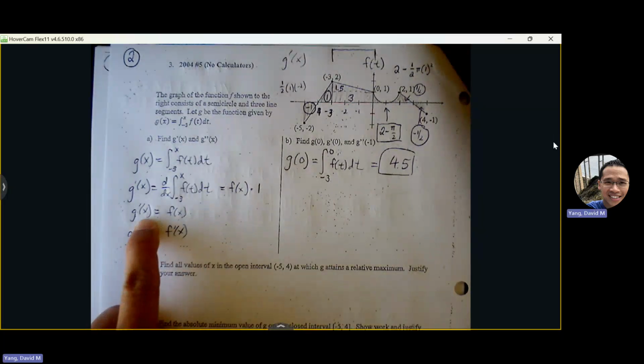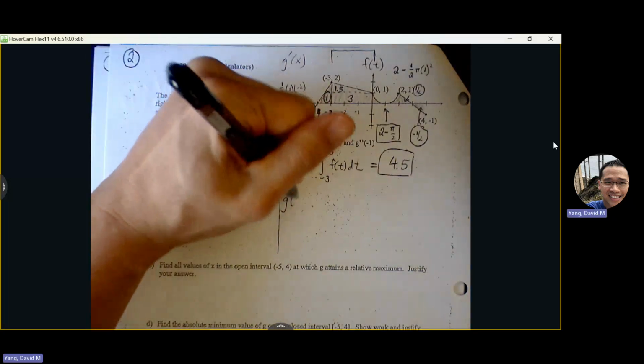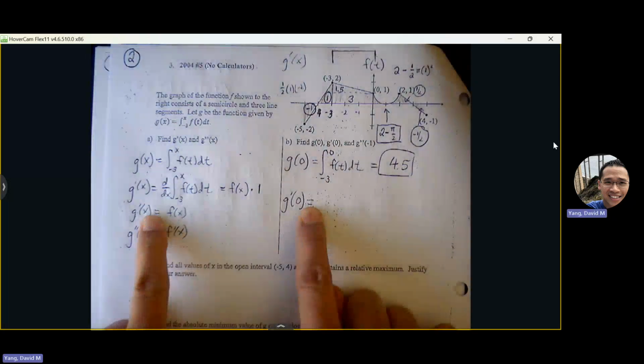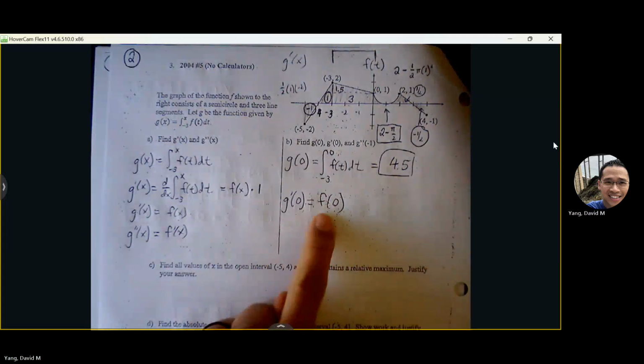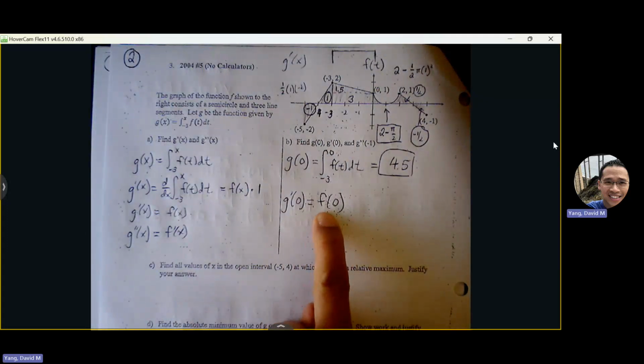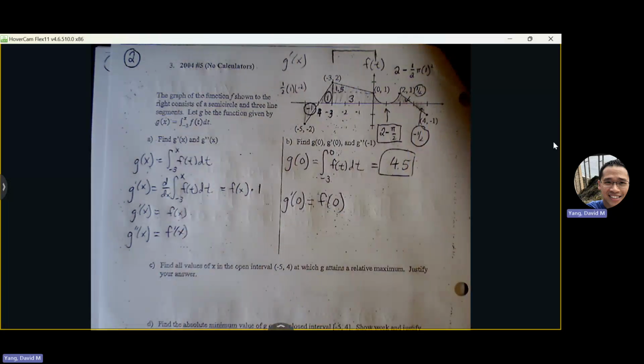G prime of 0. G prime of 0 is equal to, let's see how we defined it, f of 0. So what's f of 0? Remember, this is the f graph here. What's f of 0?